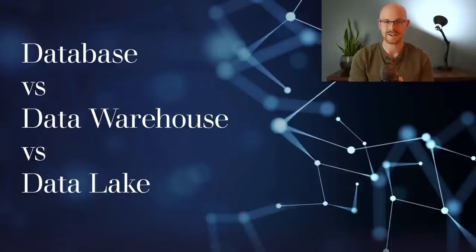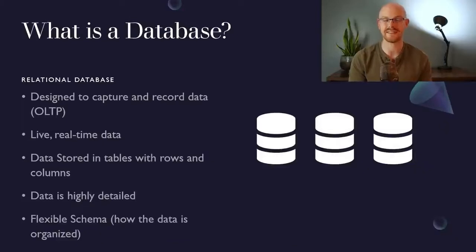All right, so we're going to be taking a look at a database, a data warehouse, and a data lake, but let's start with a database. Now, when someone says a database, typically they're referring to a relational database. A relational database can capture and store data via an OLTP process, which stands for online transactional process. So when a company completes a transaction and sells an item, it'll record that within a database. And that data has the ability to be live real-time data.